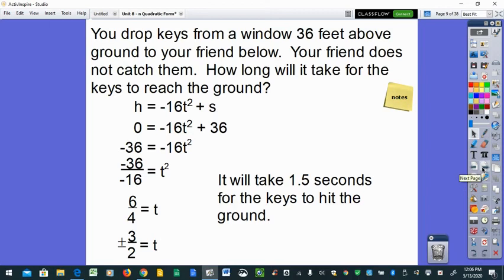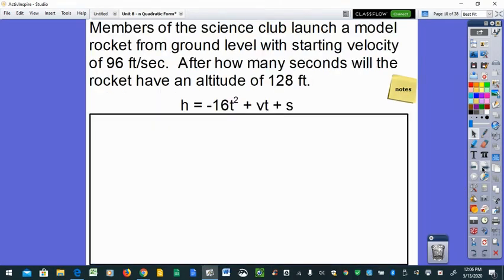Okay, let's take a look at another application of this quadratic formula, and this time we'll get to use the quadratic formula. Members of the science club launch a model rocket from the ground level with a starting velocity of 96 feet per second. After how many seconds will the rocket have an altitude of 128 feet? They are starting on the ground this time, so think about what S is. They have an initial velocity, think what 96 is, and they want to know when it is 128 feet.